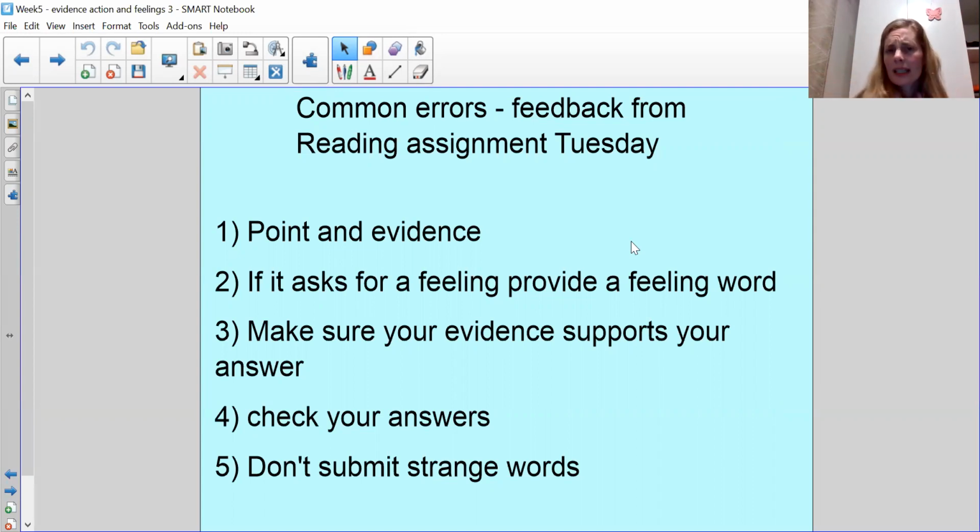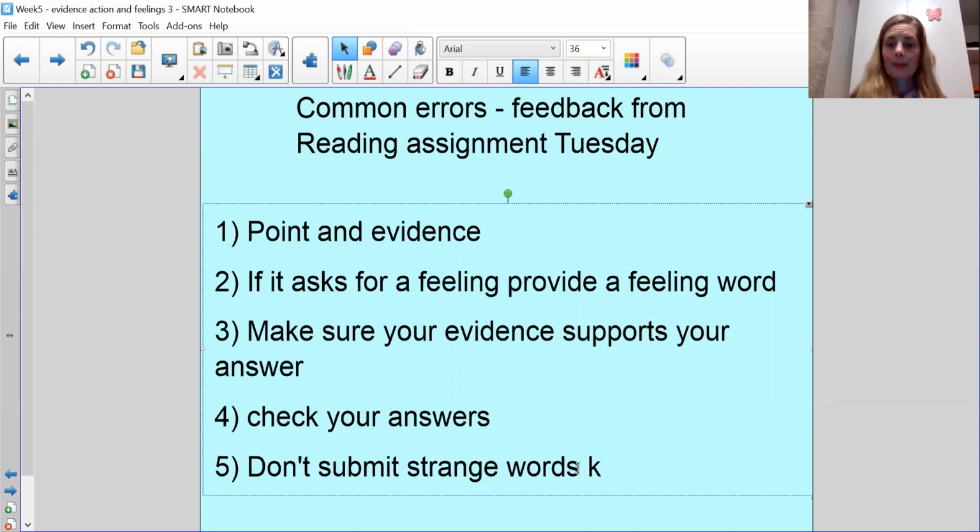And then I also had some very strange answers where people looked like they were just randomly typing letters. So there were no words, there were no answers. So I can't mark that or give you feedback when you've just written something that looks like this. Okay, that makes no sense to me. So please make sure that what you are typing actually makes sense.